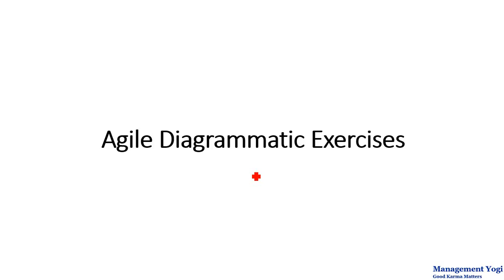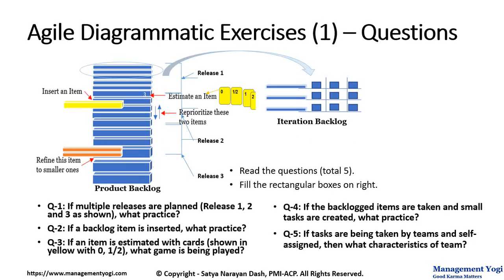Agile diagrammatic exercises. Let us do some of these diagrammatic exercises. So first, diagrammatic exercise. Here I have a product backlog in a figure, and in this figure we have a number of backlog items. Each of these blue colored rectangular boxes or blocks represent a product backlog item.